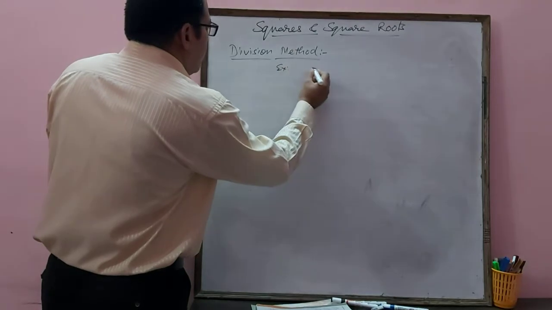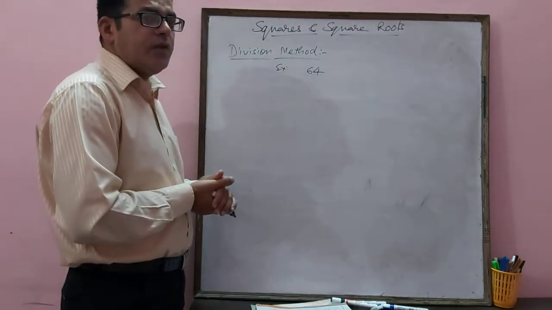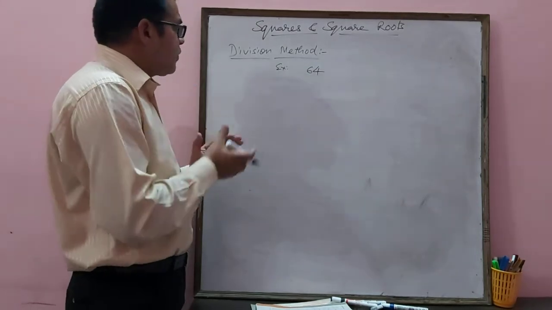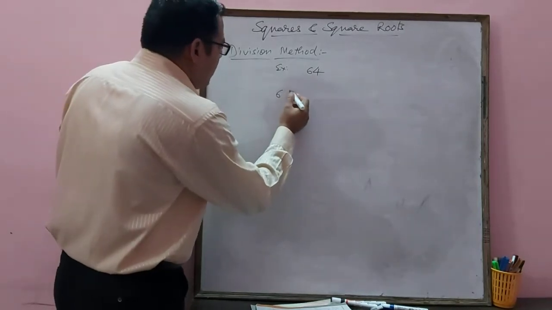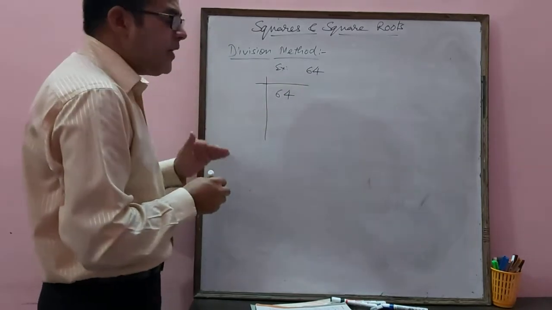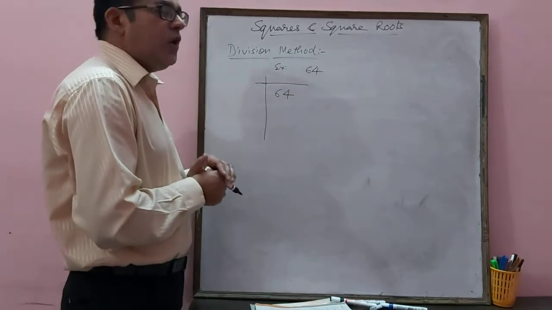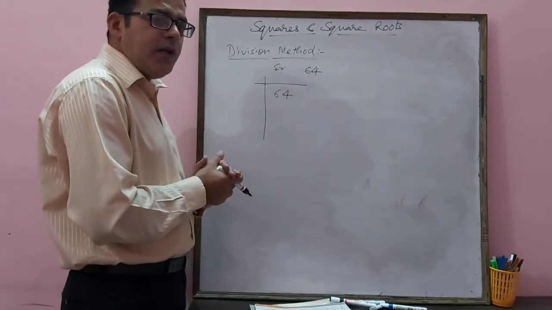I am taking a small number, 64, for example, to make you understand. How can we find the square root of this 64? Write 64 here, and since it is a division method, it means we need to divide it. The very first rule of this method is we have to make groups. How to make groups?